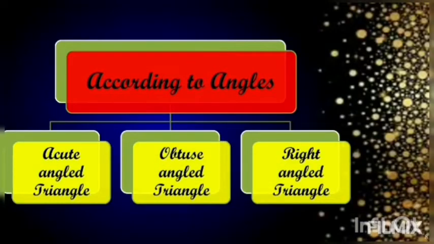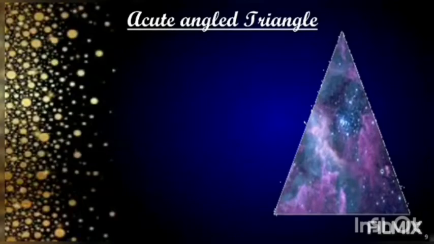Now, let's study the classification based on angles. On the basis of angles, we can classify our triangles into 3 types. The first is acute angle triangle. The second is obtuse angle triangle. Last but not the least, we have right angle triangle. So, let's study them one by one.